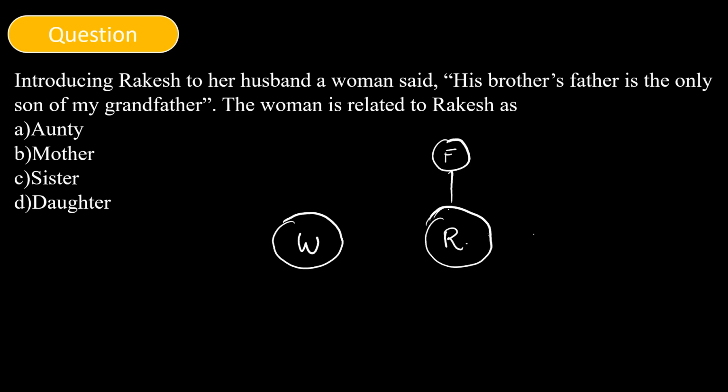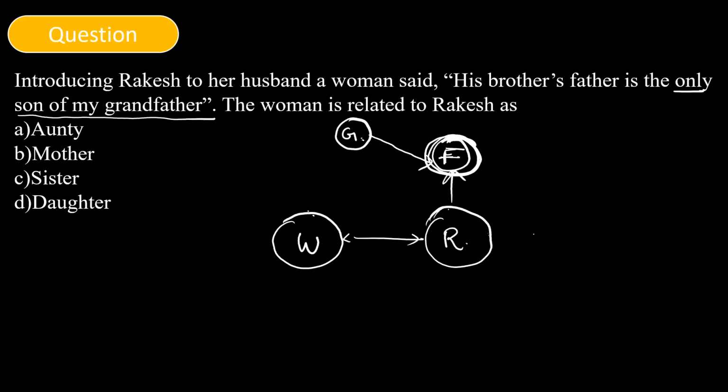Rakesh has a father, and this father is the only son of my grandfather. This woman has a grandfather, and this grandfather has only one son. Rakesh is this man's son. This grandfather has a son, and this son is the father of Rakesh. Then, how is the woman and Rakesh related?